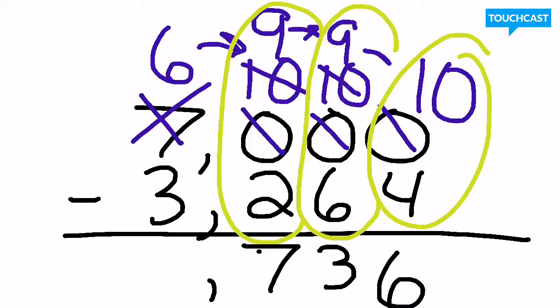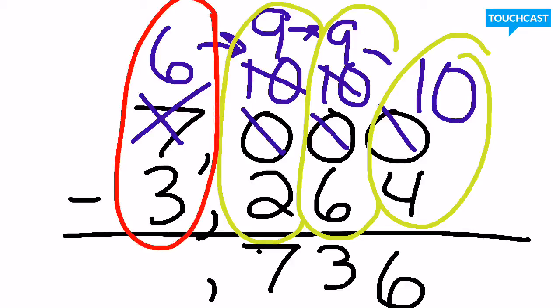And finally, we're going to look at that thousands place. And we're going to say 6 minus 3, which we know we can do. 6,000 minus 3,000. That's going to give us another 3. So that gives your final difference of 3,736. Notice all of the borrowing I had to do, or ungrouping, to make this equation possible.